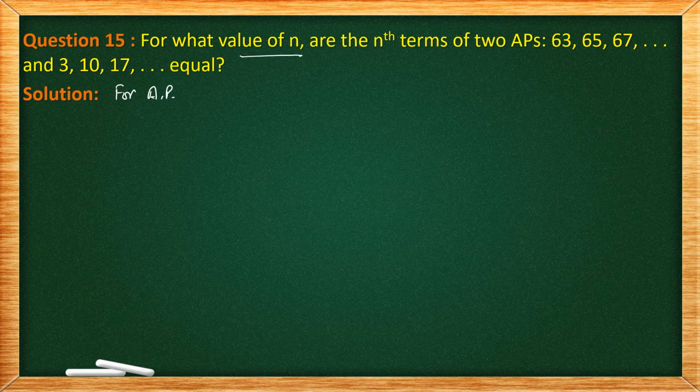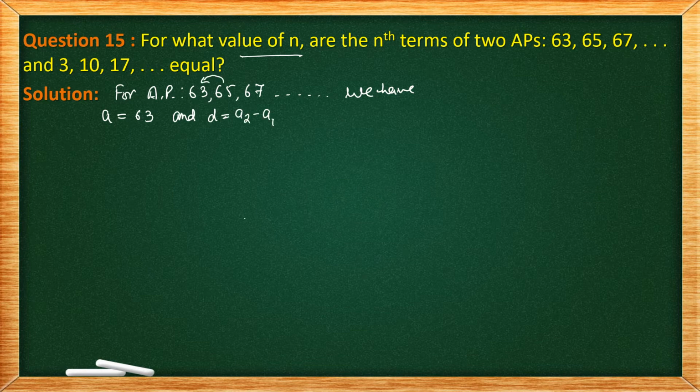For AP 63, 65, 67 and so on, we have the first term A equals to 63 and the common difference D is equal to A2 minus A1. This is A2, 65 is A2 and 63 is A1. So this is 65 minus 63 and this is equal to 2.